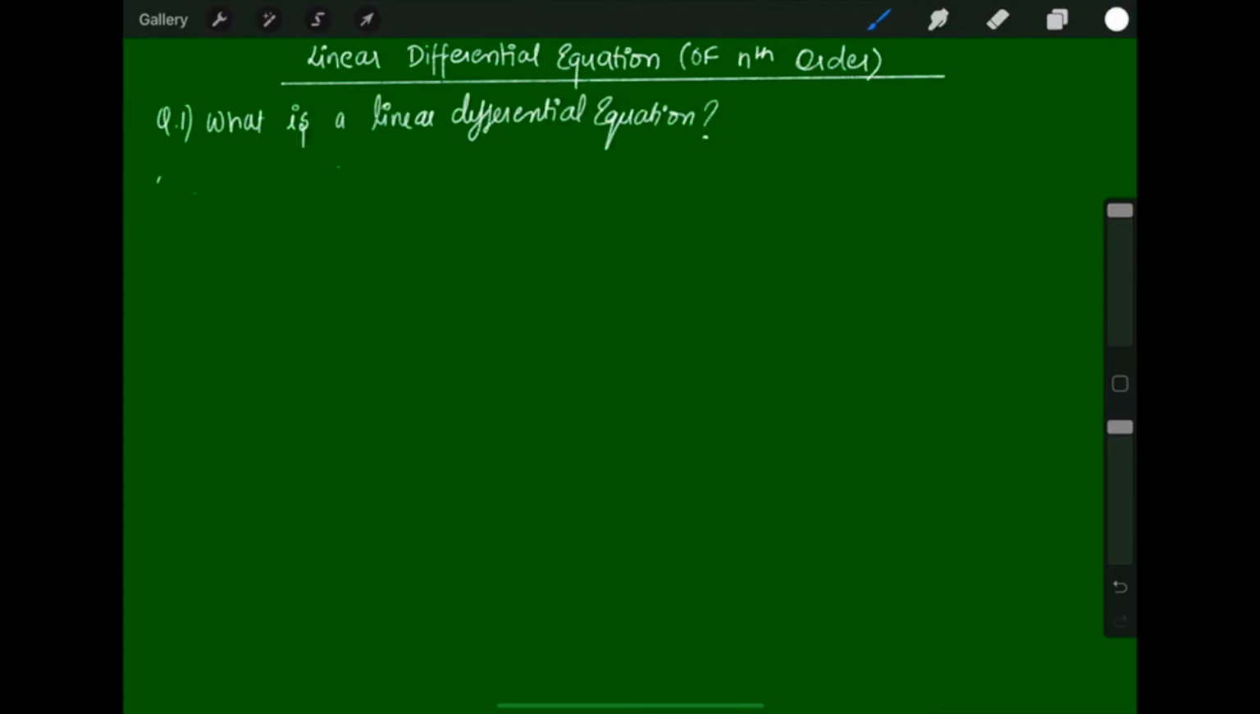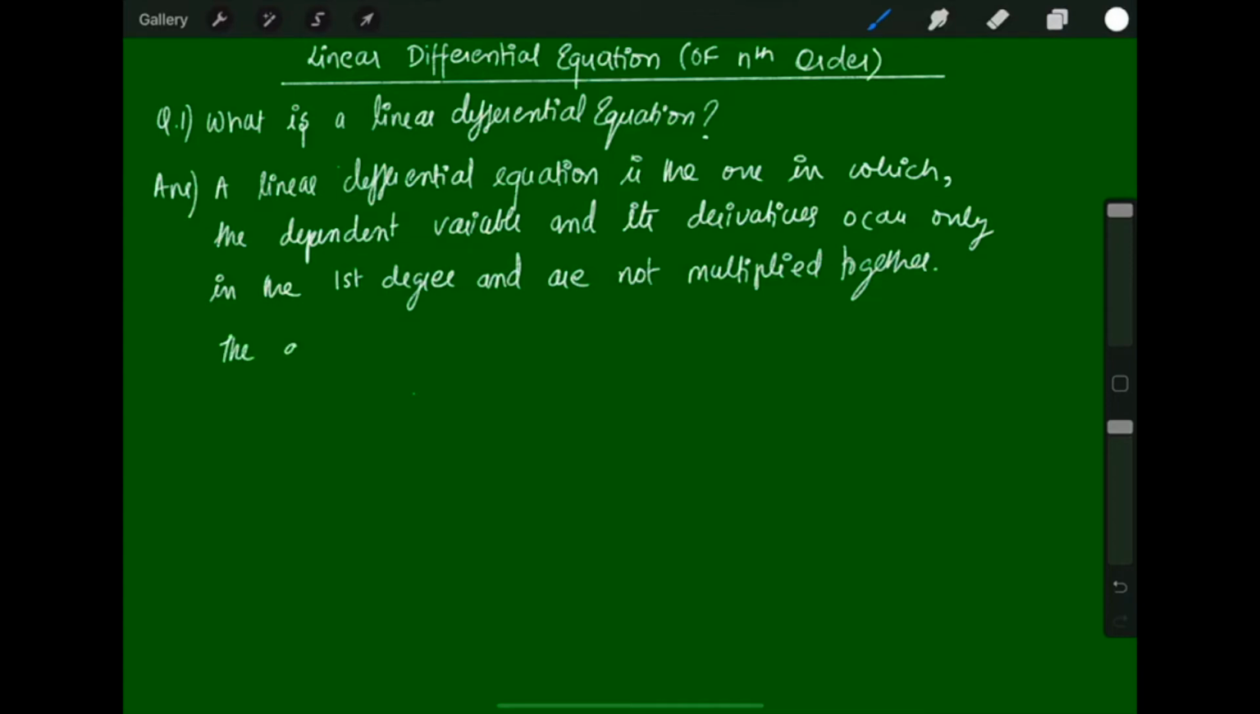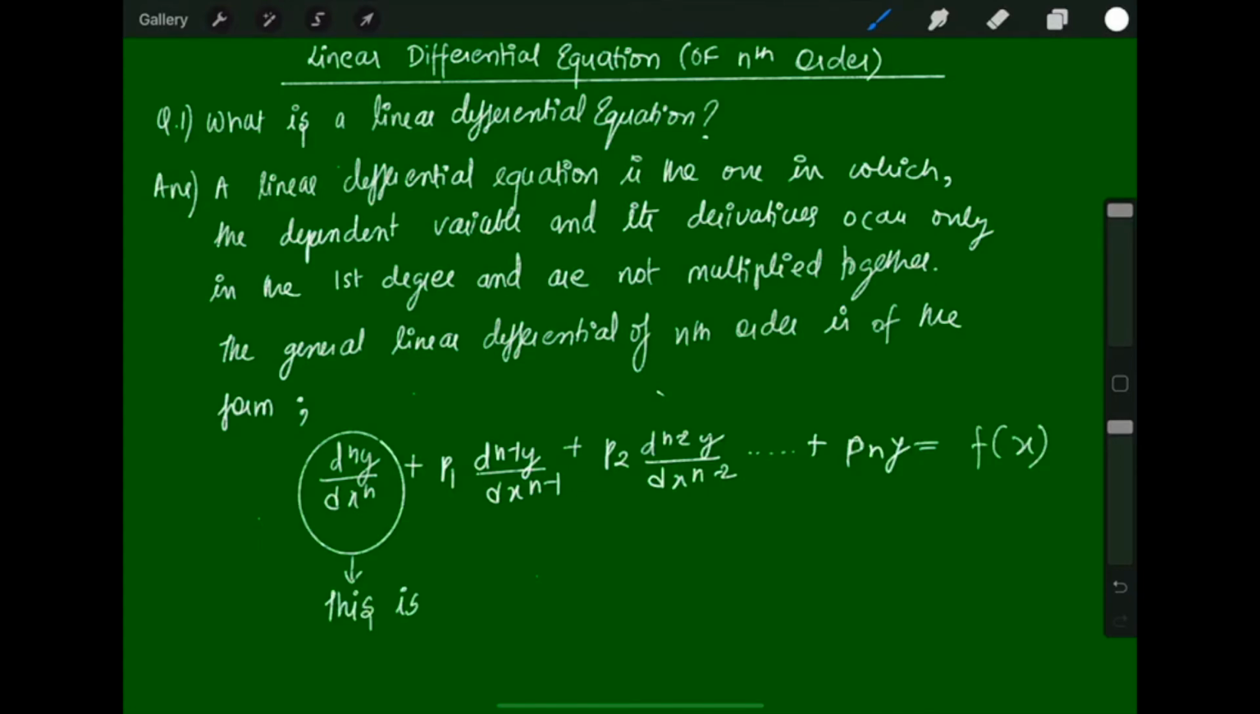Let us start with the question, what is a linear differential equation? A linear differential equation is the one in which the dependent variable and its derivatives occur only in the first degree and are not multiplied together. So the general linear differential equation of nth order is of the form d^n y by dx^n plus p1 d^(n-1) y by dx^(n-1) plus p2 d^(n-2) y by dx^(n-2) plus ... plus pn y is equal to f(x).